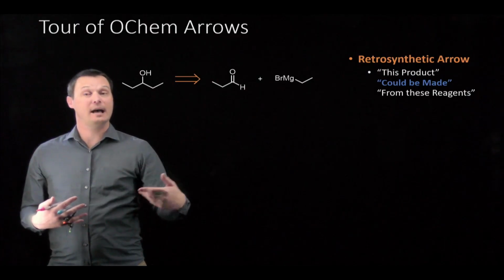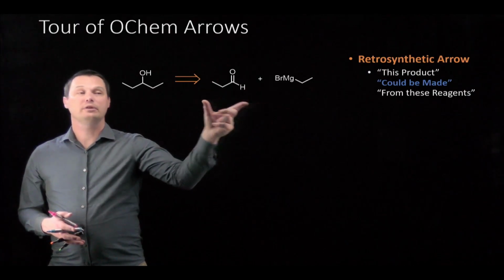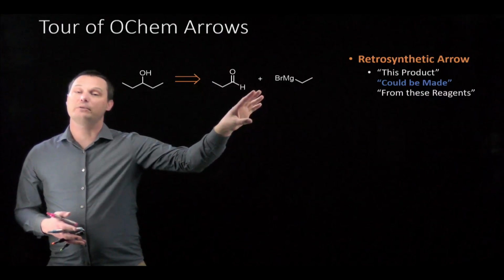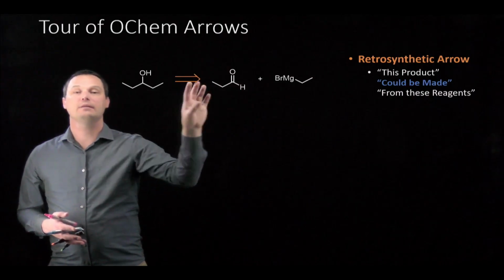In fact, it's exactly the opposite. We can use this aldehyde and Grignard to come together to make this alcohol. The retrosynthetic arrow allows us to think in the backward direction. This alcohol was made from these reagents.